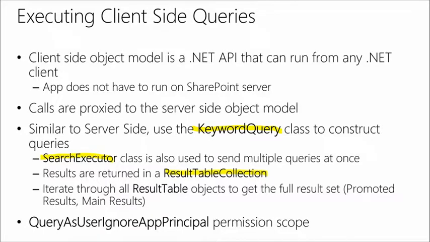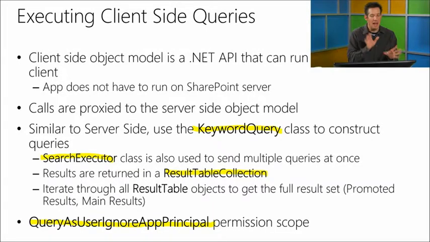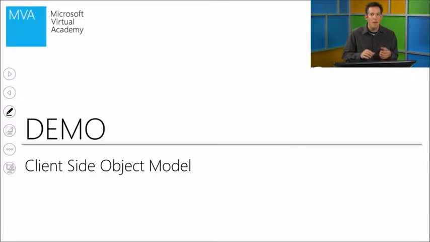Now, the one thing I want to call out, and then we'll get back and do a demo, is this little item right here, the query as user, ignore app principal. If you are going to be creating an app that's accessing the search store behind the scenes, and you want to make sure you're doing this as the user so the user sees all of their results and not based on what the app permissions are, you need to set that permission, and that needs to be trusted when the user installs the app into their system. Okay, let's get in and take a look at doing the query side here, or the client side.